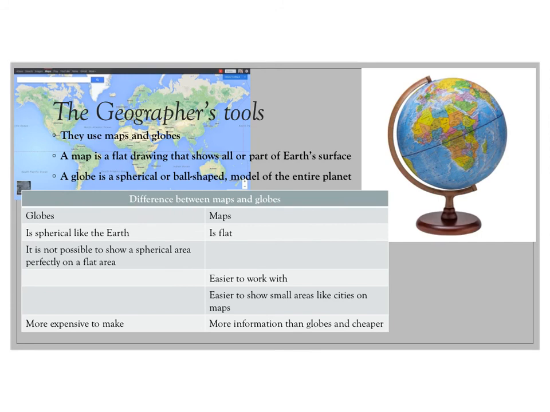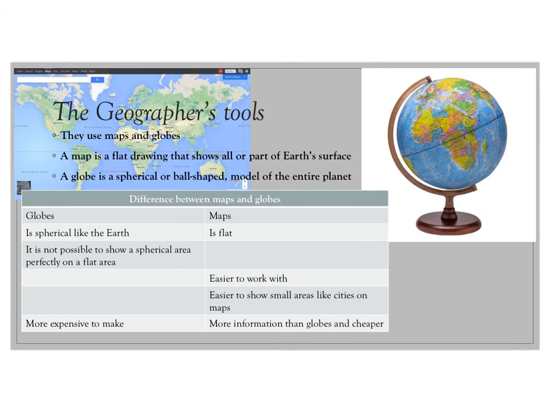So now, what are the geographers' tools? What are the tools that the geographers use in order to conduct their studies? So mainly the geographers do use the maps. The map is a flat drawing that shows all the parts of the world on the Earth's surface. A globe is a spherical or ball-shaped model of the entire planet.